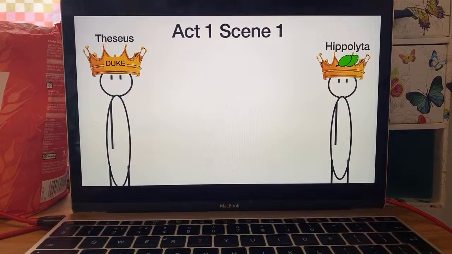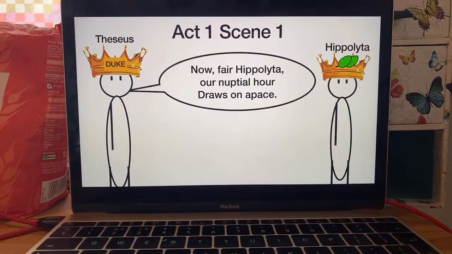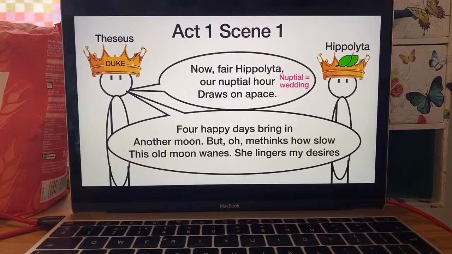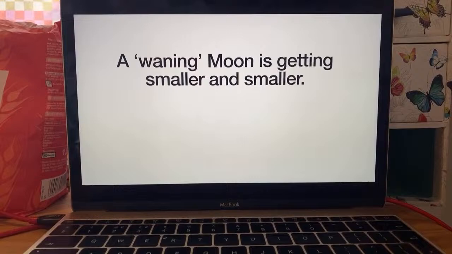He actually says, "Now, fair Hippolyta, our nuptial hour draws on apace." Nuptial means kind of wedding. So the time of our wedding is coming nearer and nearer and nearer. "Four happy days bring in another moon. But oh, methinks how slow this old moon wanes. She lingers my desires." We're going to do an activity about the moon. Straight away, we're talking about the moon in like one of the first lines. So a waning moon, some of you will know this, it's a moon that is getting smaller and smaller to us.